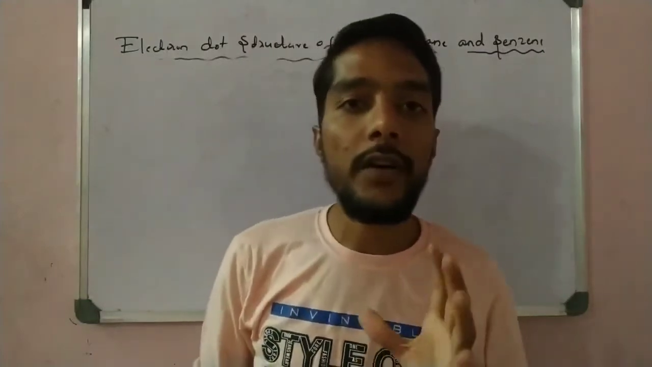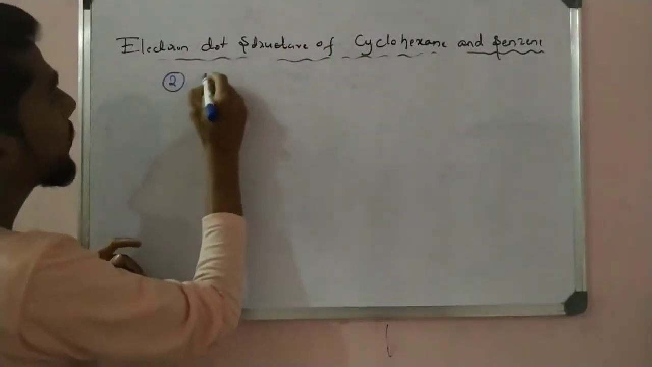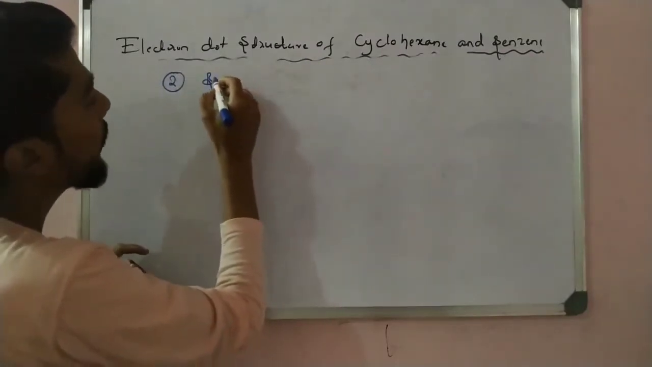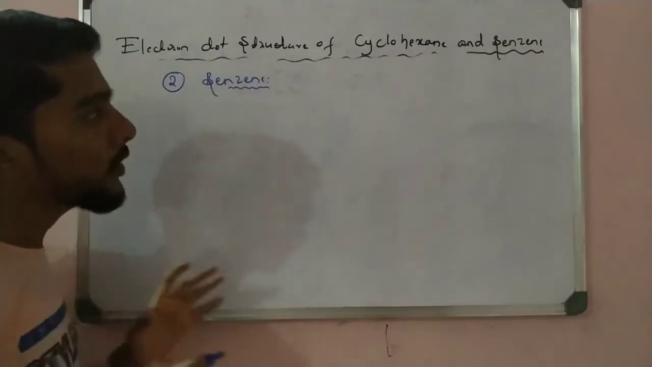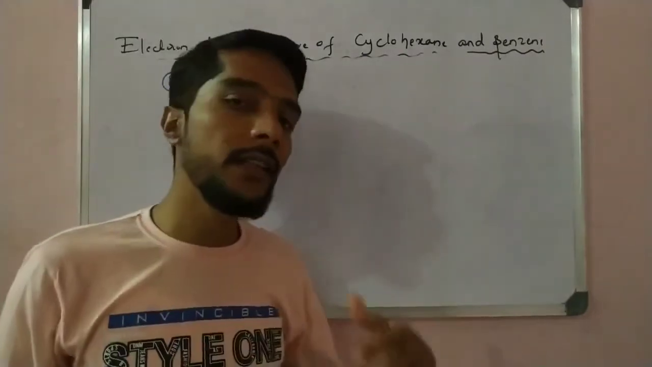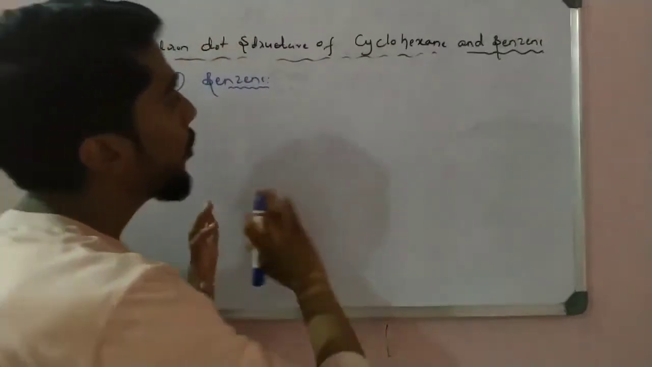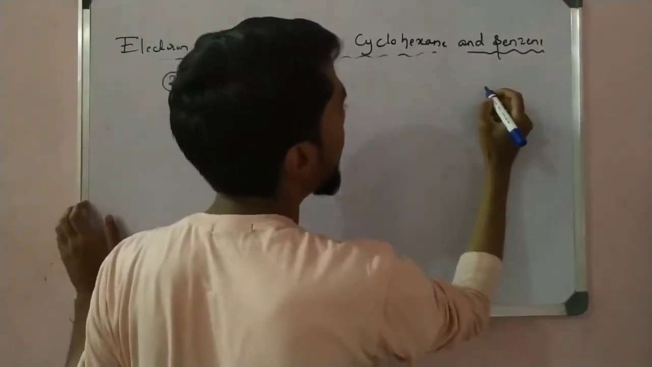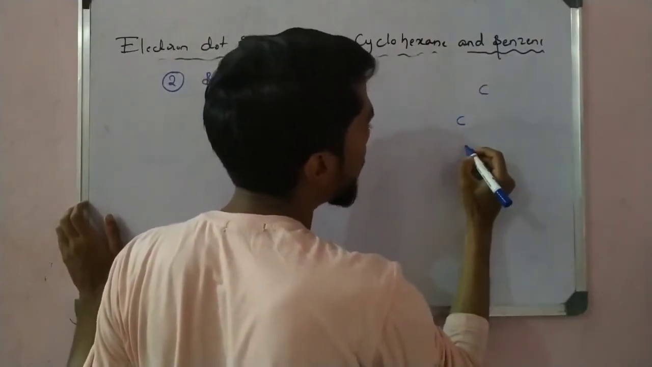Okay students, now take this second structure, that is benzene. So number 2 is about benzene. After cyclohexane we take benzene, right? First know the structure of benzene here, then later on we take the dot structure. So first, the structure of benzene is like that. It also has 6 carbons, but the arrangement is different here, like that arrangement.